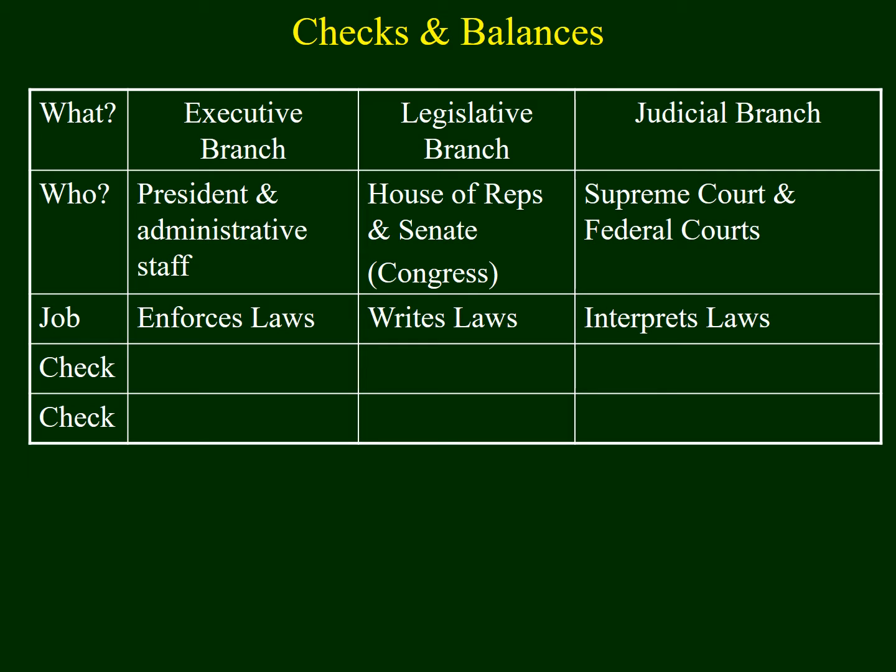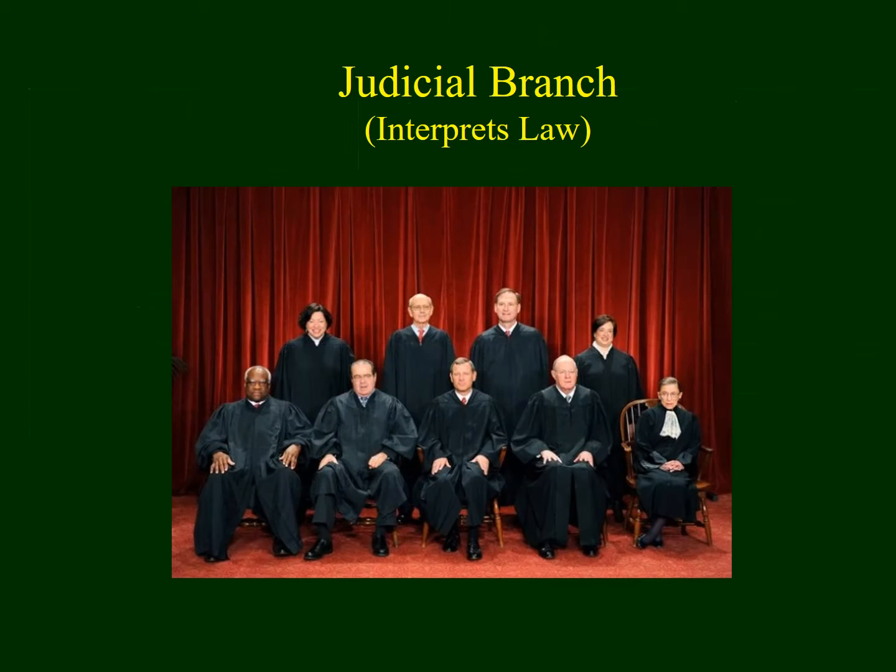Lastly, we see it's the job of the judicial branch to interpret laws passed by Congress in order to ensure that they don't violate the Constitution. Currently, it's the responsibility of these nine individuals as members of our Supreme Court to interpret laws to ensure that they do not violate the Constitution.